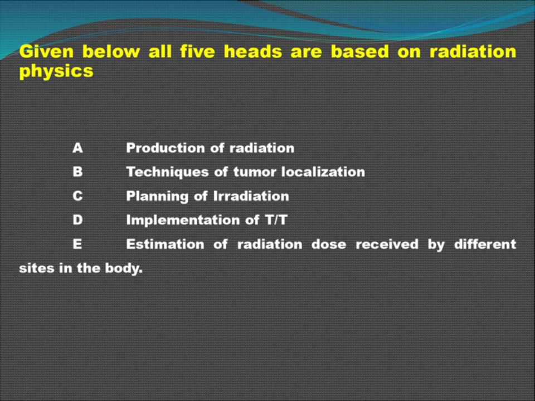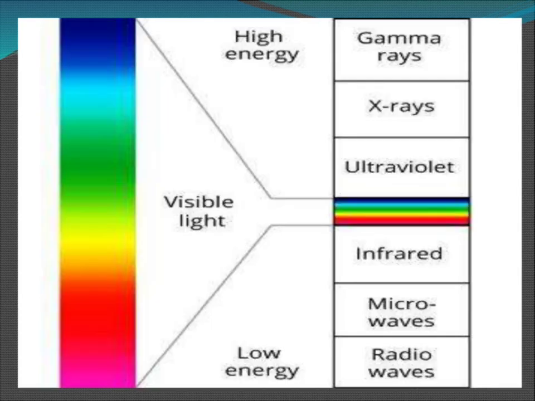There are five heads based on radiation physics. First, how we produce the radiation. What are the methods of producing radiation? I mean, it is a radioactive element or an electric, direct DC current. And the second part is the technology of tumor localization, that is entirely encompassing the imaging, the tumor imaging.